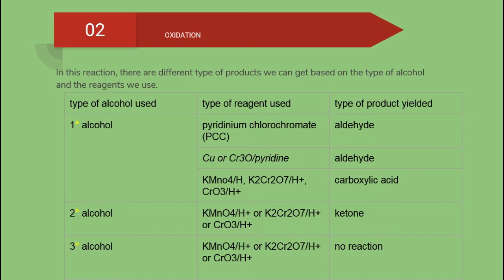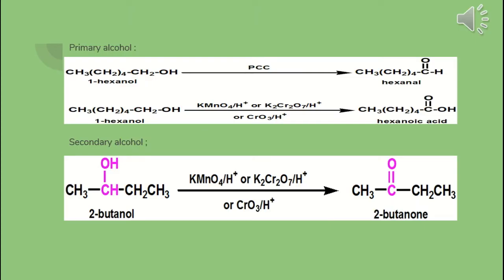For the second degree alcohol, if we use acidified potassium dichromate, acidified potassium permanganate, or acidified chromium trioxide, we will get a ketone. And if we use third degree alcohol, there is no reaction. This is an example of oxidation involving primary alcohol and PCC.